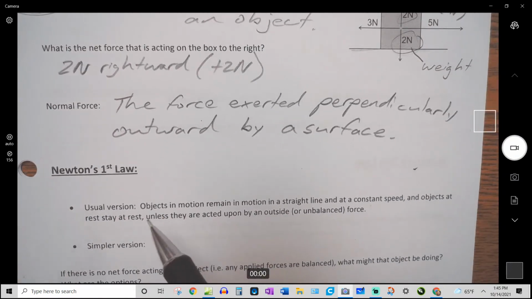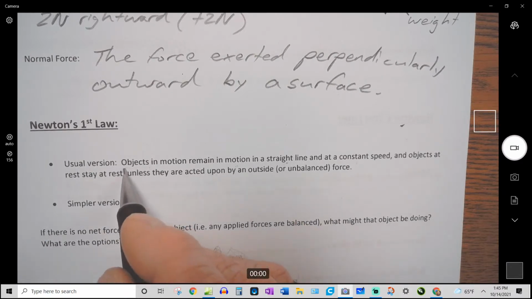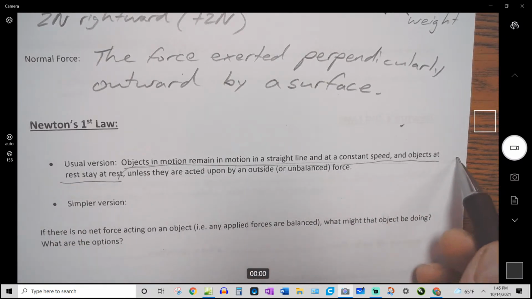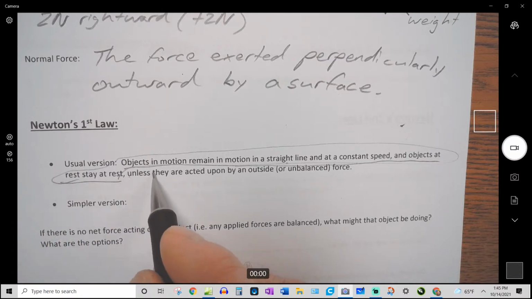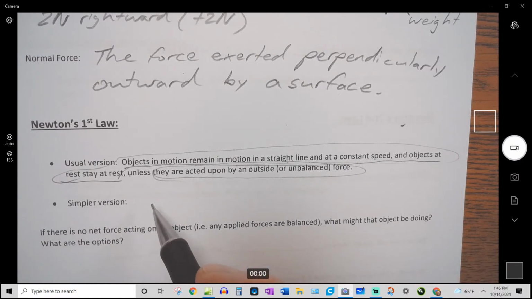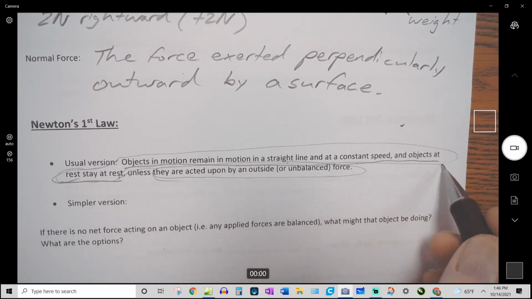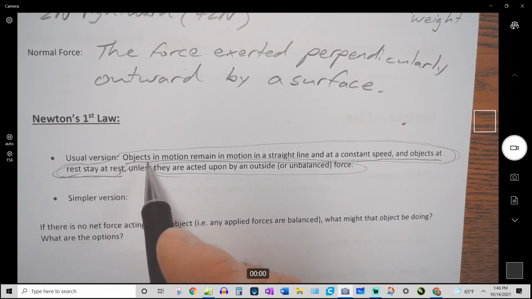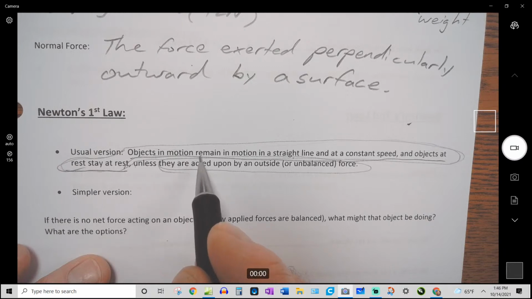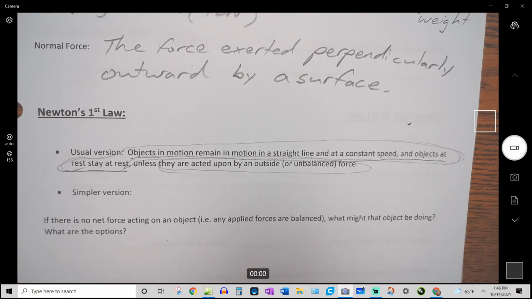Okay, Newton's first law. You've probably heard this one before. Objects in motion remain in motion in a straight line at a constant speed, and objects at rest stay at rest, unless they're acted on by an outside force or an unbalanced force. There's a much more succinct way to write this. In fact, this whole first part, I can write this in 4 words. See if you can think of 4 words that describe a situation where objects in motion are remaining in motion in a straight line at a constant speed, and objects at rest are staying at rest. What's a much faster way to say that?